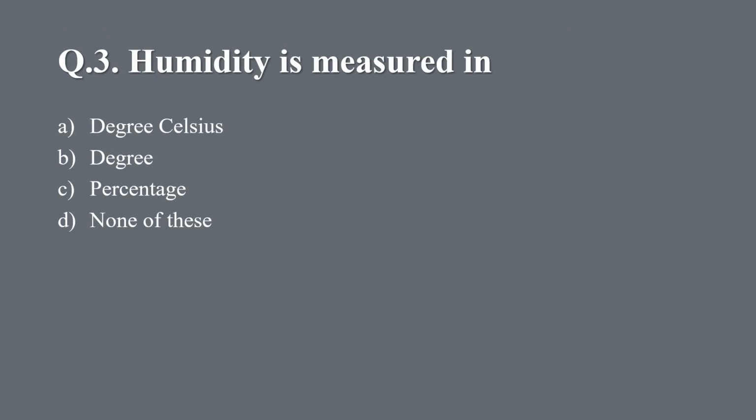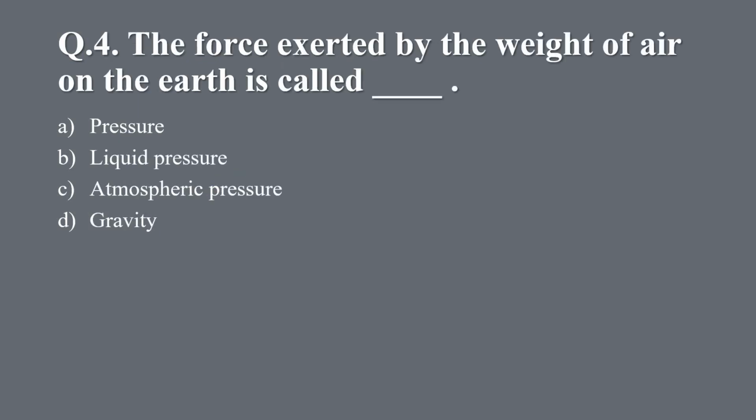Weather. Question 3. Humidity is measured in A. Degree Celsius, B. Degree, C. Percentage, D. None of these. And your right answer is C. Percentage. Question 4. The force exerted by the weight of the air on the earth is called dash. A. Pressure. B. Liquid pressure. C. Atmospheric pressure. D. Gravity. And your right answer is C.